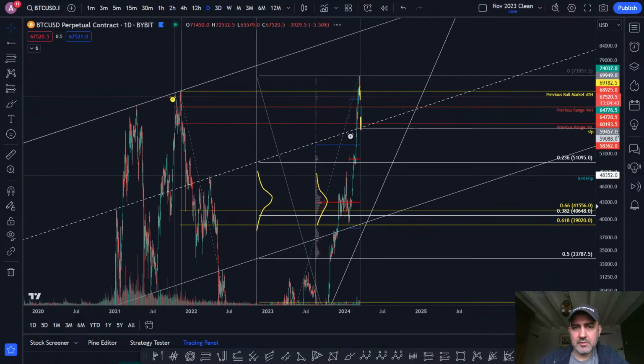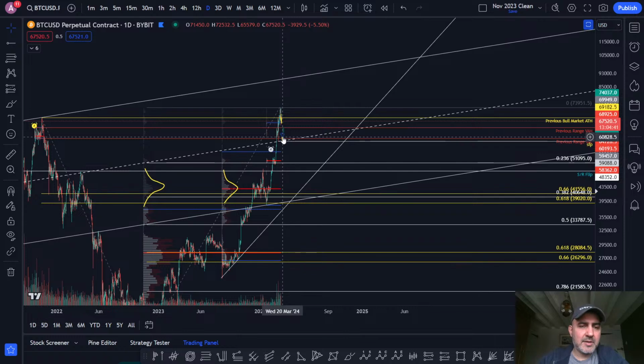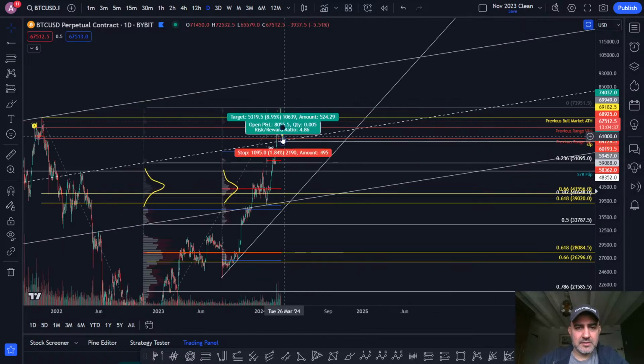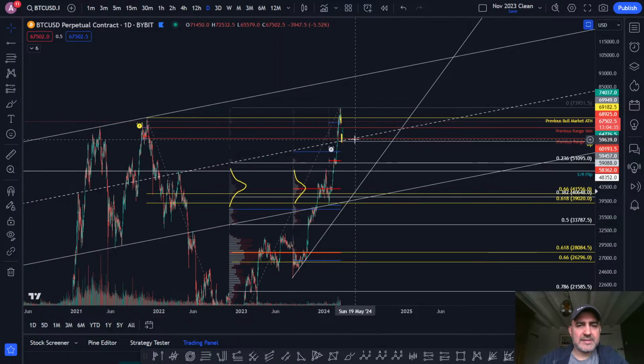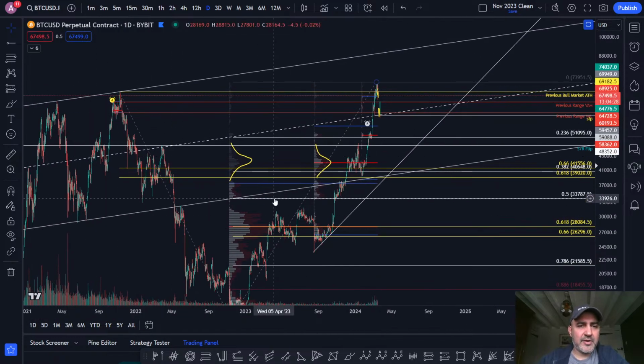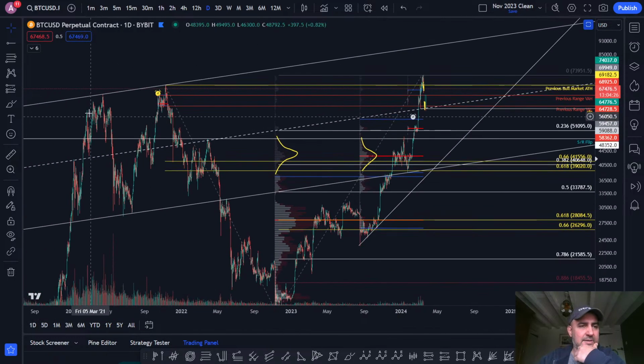Look, the midpoint. Backtest that midpoint, mid channel. That'd be nice. Flip it into support and continue going up. That's kind of where I'm thinking right now. This channel is a historic bull market channel. Look.